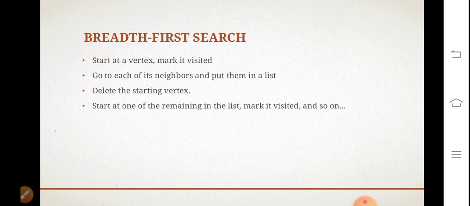So what is breadth first search? Breadth first search starts at a vertex, marks it as visited, then goes to each of its neighbors and puts them in a list, deletes the starting vertex, then starts at one of the remaining in the list, marks it as visited, and so on. If depth first search is a traversal for the brave, where the algorithm goes as far from home as it can, breadth first search is a traversal for the cautious.